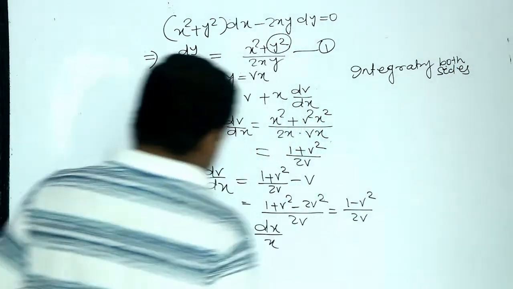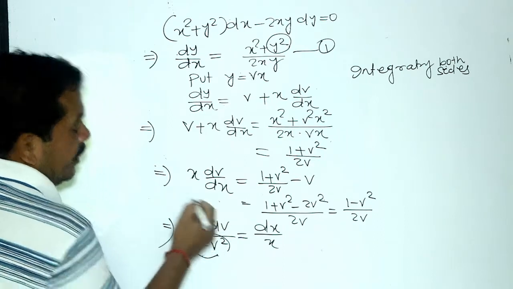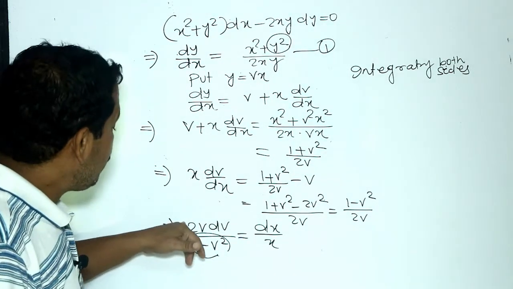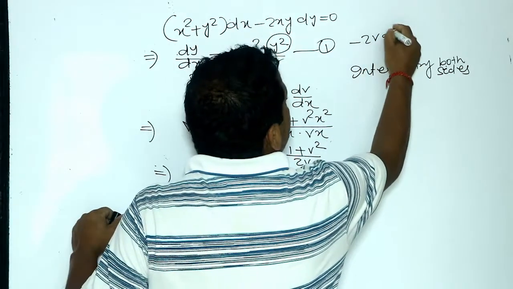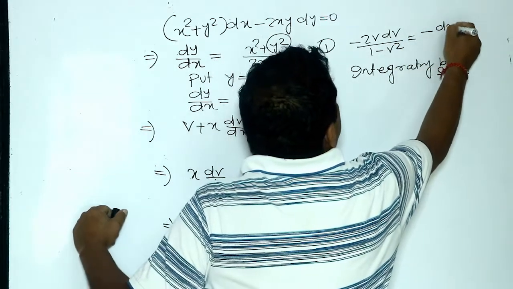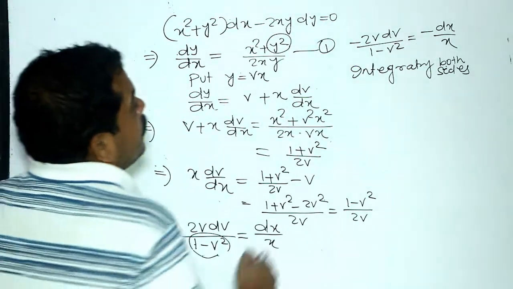Simple integration. If we take 1 minus v square as t, then the derivative is minus 2v dv. So we have to multiply by minus on both sides. That is minus 2v dv by 1 minus v square equals to minus dx by x. Then we now integrate both sides.